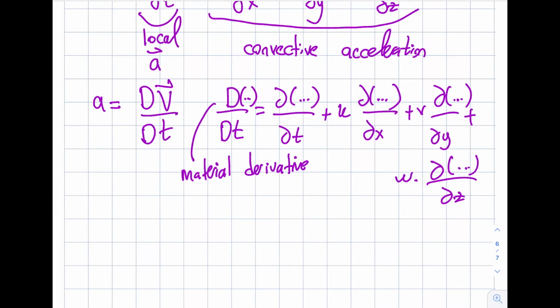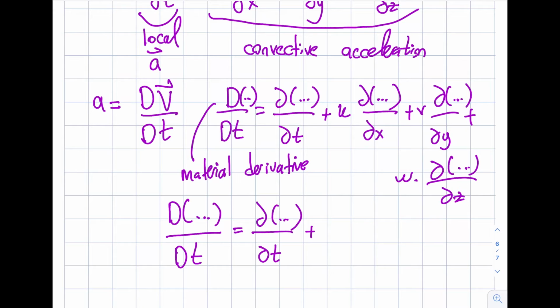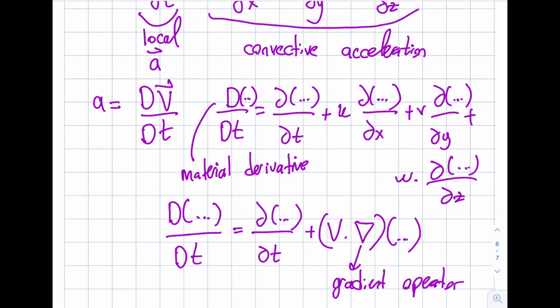Okay, you can actually simplify this further if you want to. I personally don't prefer it too much for my undergraduate students because it makes it a little bit harder for them to see, but I do this for my graduate students. So plus the velocity dotted with the gradient of this. This is the gradient operator from calculus. You've seen it. I don't think anybody remembers, but you've seen it.